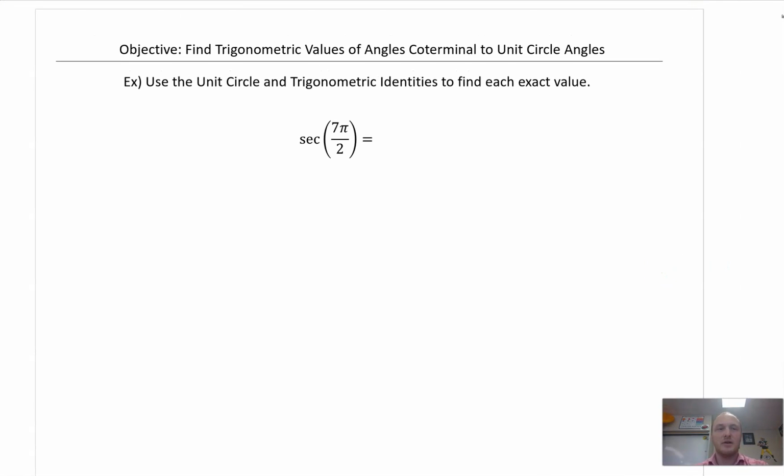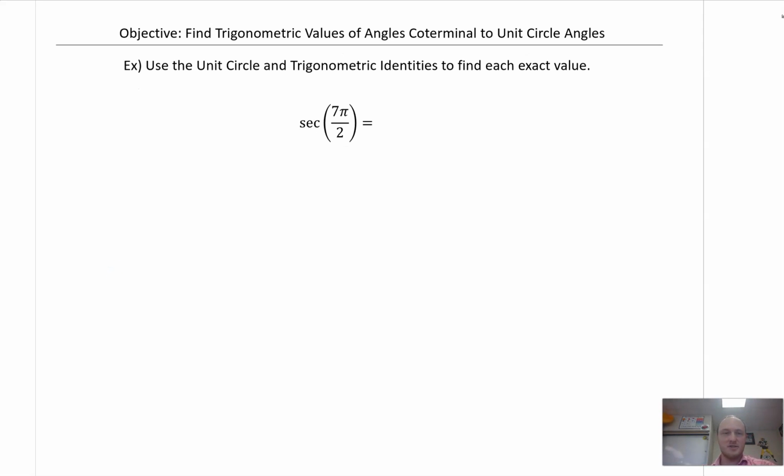Well, I don't even know if they're tricky, but we'll have some secants, some cotangents, stuff like that. All right, so here I have secant of 7 pi over 2. Step 1, I'm going to take 7 pi over 2, and I need to know what this is equivalent to. I'm going to subtract 2 pi, which is 4 pi over 2. So I get 3 pi over 2.